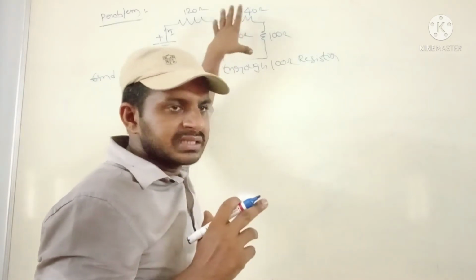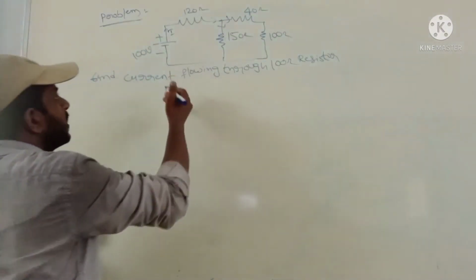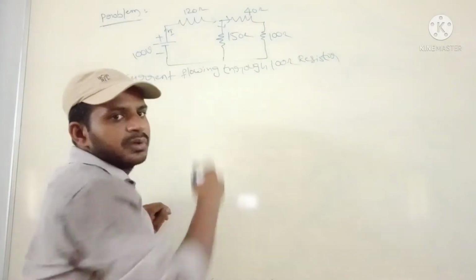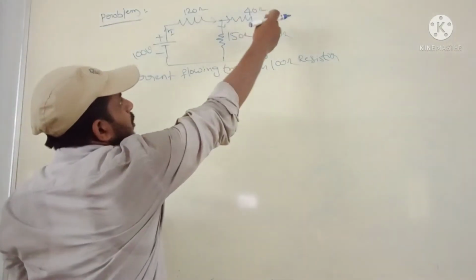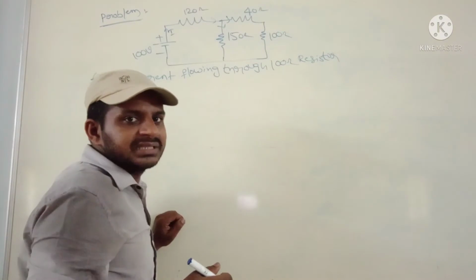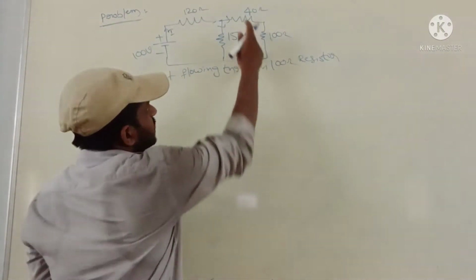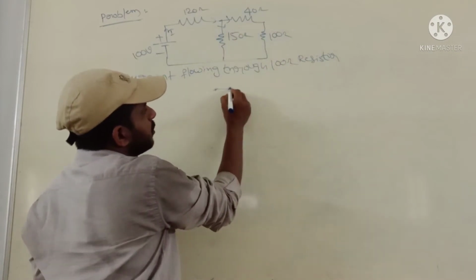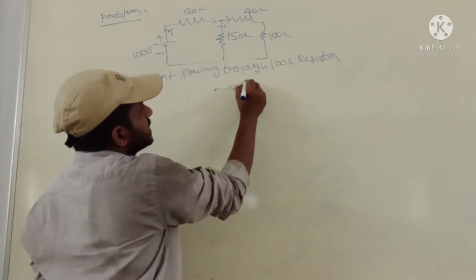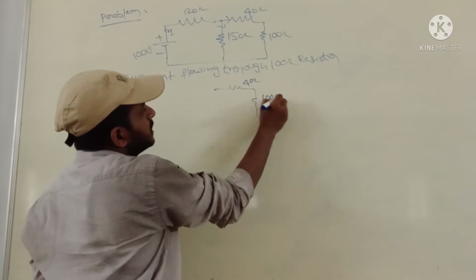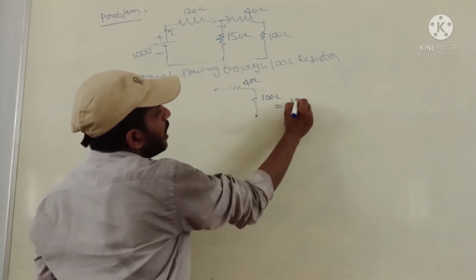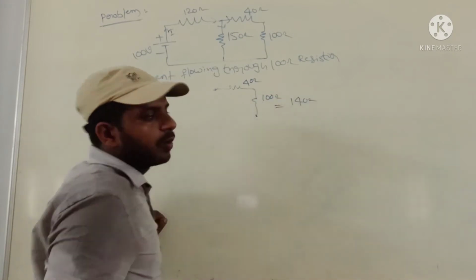So now let us see this model. From this circuit diagram, you can clearly understand that both the 40 ohms and 100 ohms are connected in series. That's why, with both in series, we can get 140 ohms.